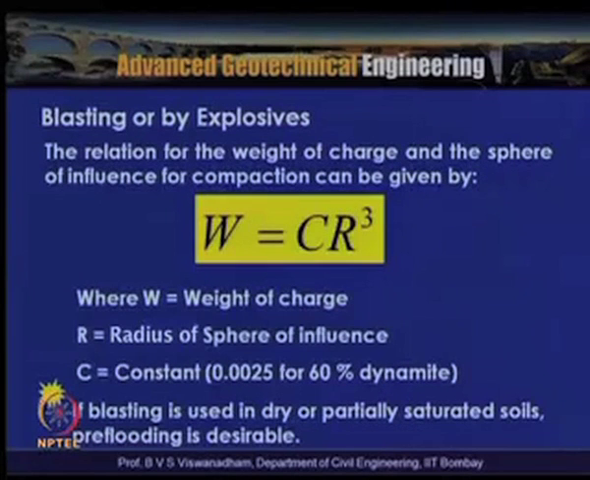This is a particular relationship which gives the weight of charge in relation to the sphere of influence of that energy. W is equal to C R cubed, where R is the sphere of influence, and C is the material constant, which is 0.0025 for 60% dynamite.